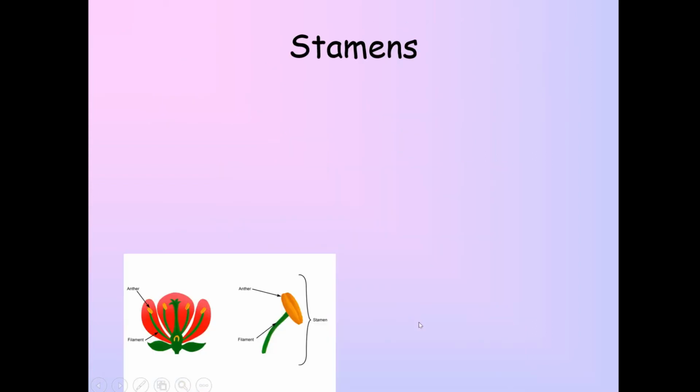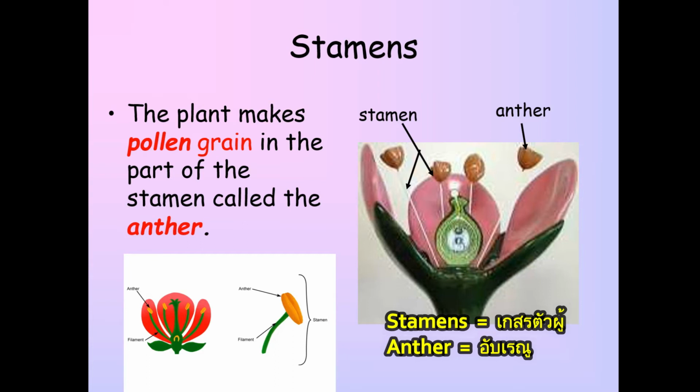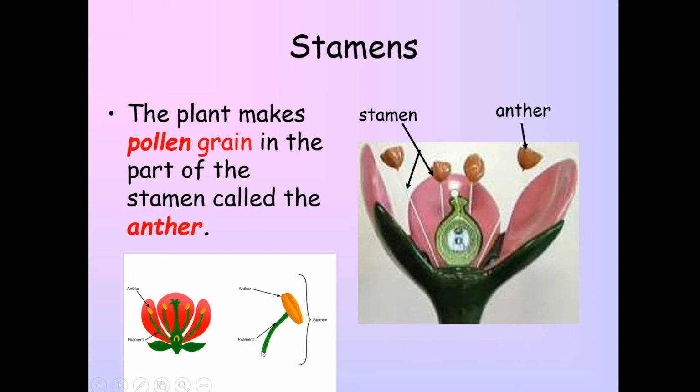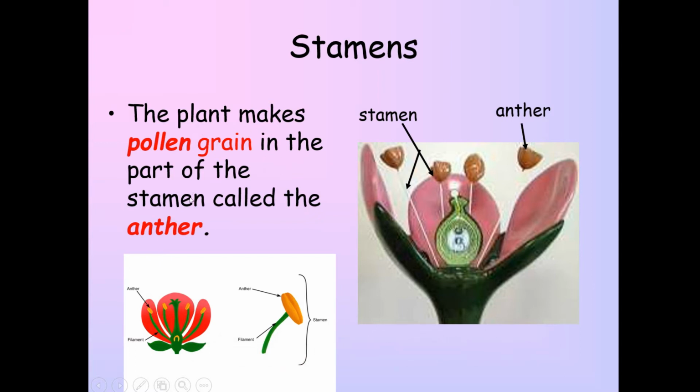Alright, so we will talk now about the stamens of the flower. If you can see, this is the stamen. The stamen is composed of anther and filament. This is the stalk of the stamen and this one is the anther. The plant makes pollen grain in the part of the stamen called the anther. This is the anther and this one is the filament.